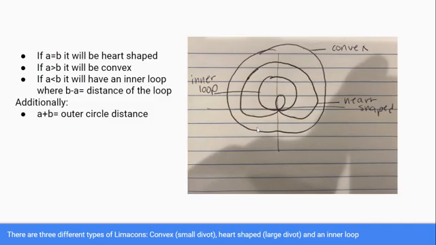We're going to start, and actually, extra facts about the limacon: if a equals b, it'll be heart-shaped. If a is greater than b, it'll be convex. And if a is less than b, it'll have an inner loop. Then b minus a equals the distance of the loop, and additionally, a plus b equals the outer circle distance.